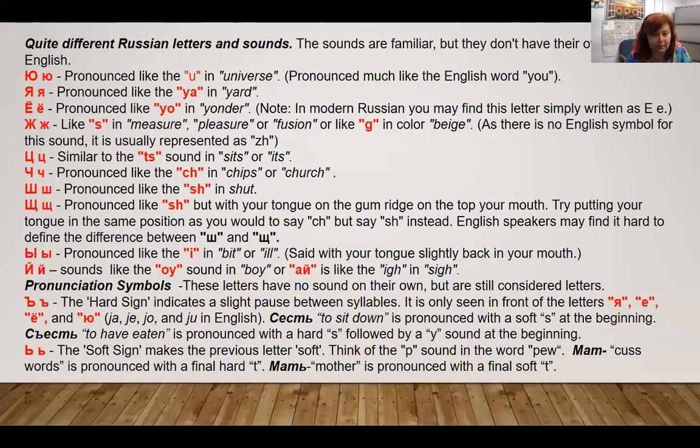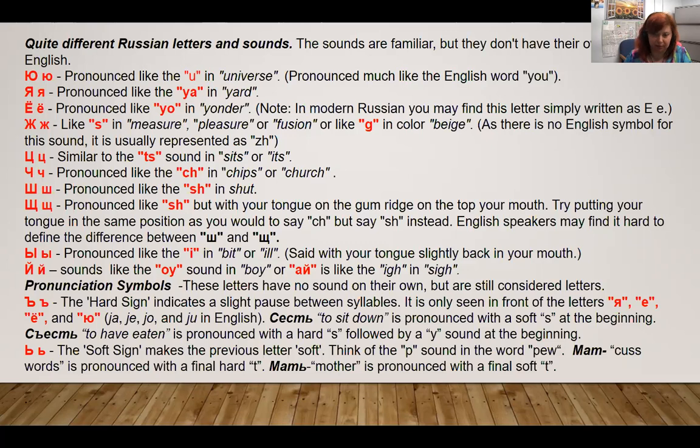The other sign, the soft sign, is a letter but doesn't make any sound in the Russian language. Think of the sound P in the word pew. Using this sign, the soft sign makes the previous consonant soft. It's even used before the U sound.